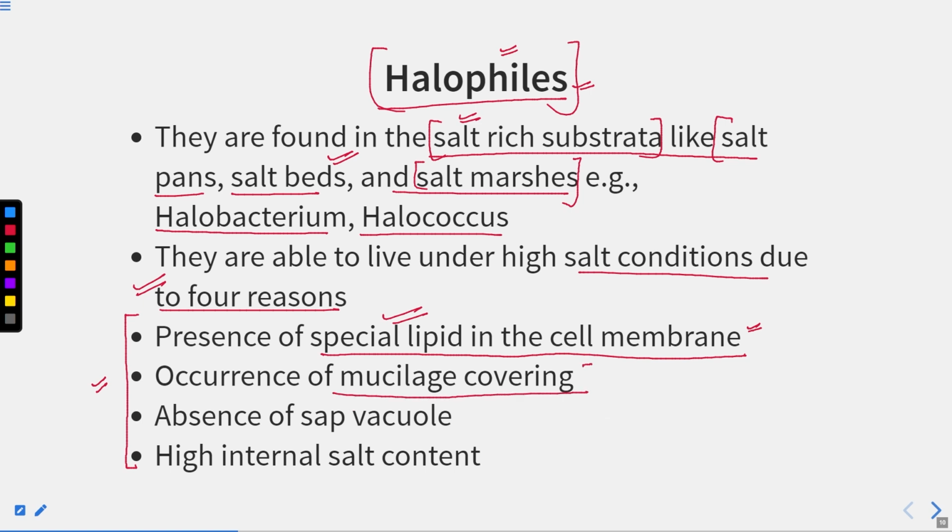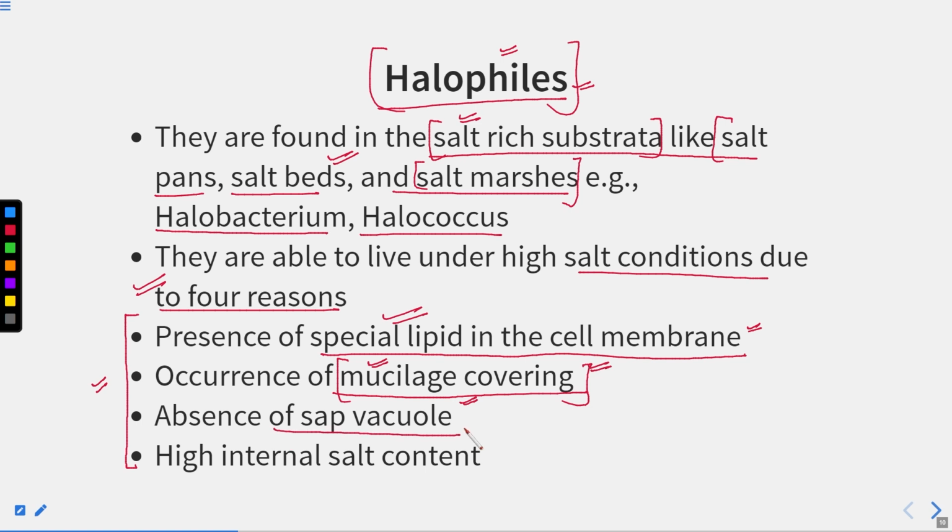Second, occurrence of mucilage covering. They have a mucilage covering that protects the cell from the high salt condition. The mucilage covering does not allow the effect of those high salt concentrations on the cell. So it provides some sort of protection. Now if you think about digestion in the stomach, there is a release of gastric juice. What is present in that? Pepsin enzyme, hydrochloric acid, and mucilage. This mucilage covers the inside wall of the stomach, and it provides protection from the highly acidic condition, that is, the presence of HCl. In the same way, this mucilage also provides protection to them.